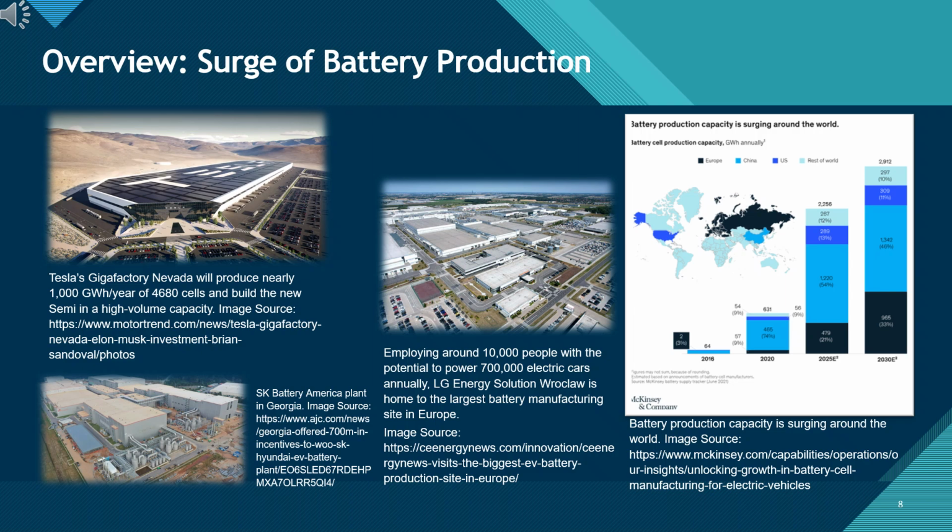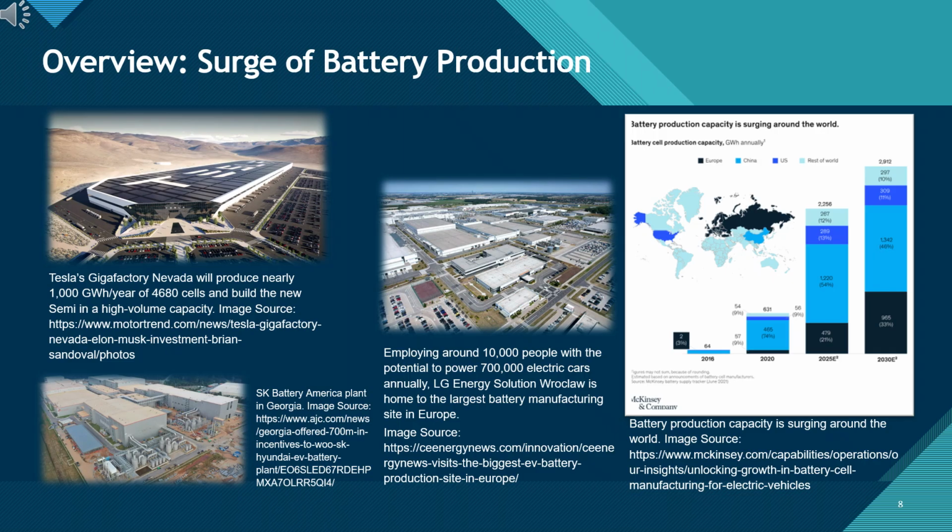Overview: Surge of battery production. This slide highlights the rapid global expansion of lithium-ion battery manufacturing capacity. The three factory images, Tesla's Gigafactory in Nevada, SK Battery America in Georgia, and LG Energy Solution in Poland, illustrate how major companies across the US, Europe, and Asia are scaling up production to meet EV demand and strengthen regional supply chains. The chart on the right shows the broader trend.